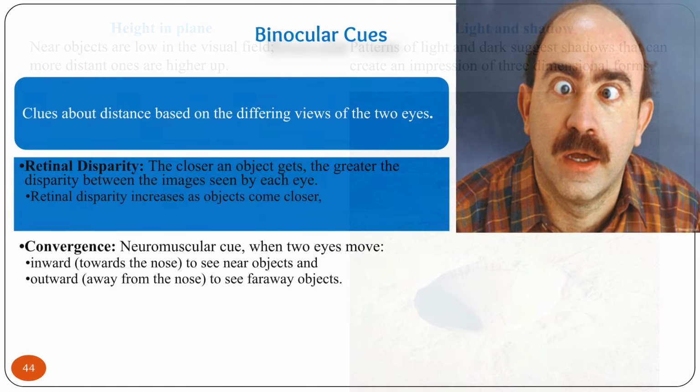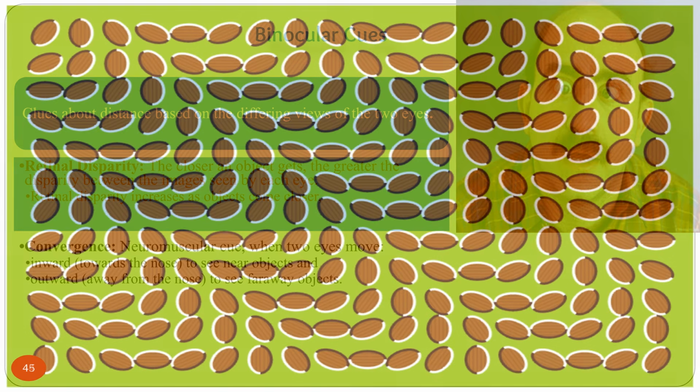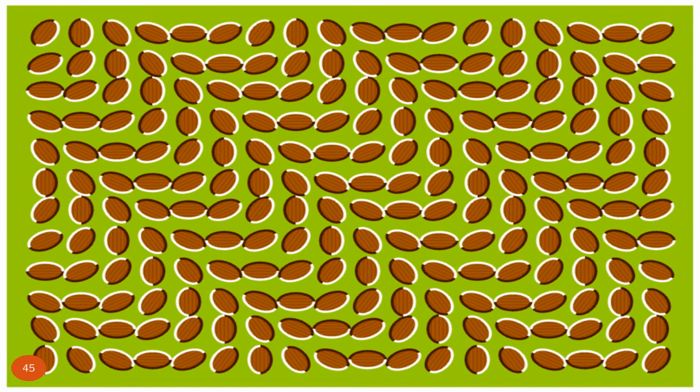Binocular cues involve clues about distance, based on the different views of the two eyes. Retinal disparity is the difference between the images seen by each eye, which increases as an object gets closer. Convergence is a neuromuscular cue where the eyes move inward to focus on near objects and outward for distant objects. This cue aids the brain in calculating distance.